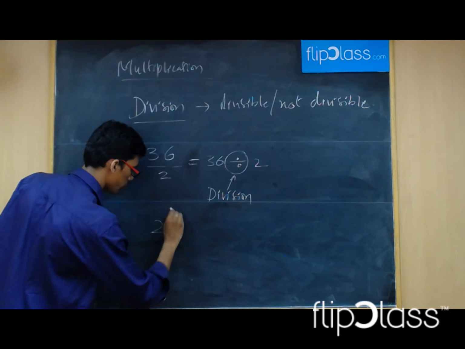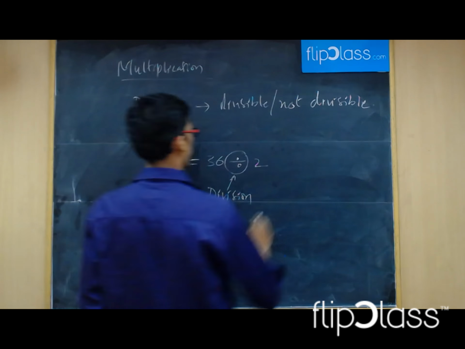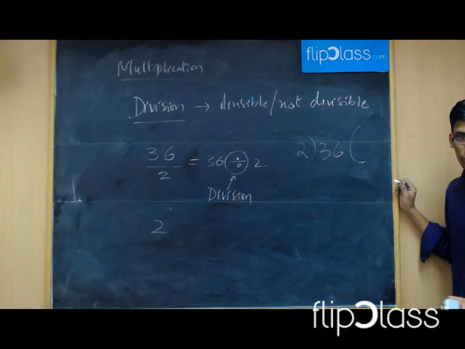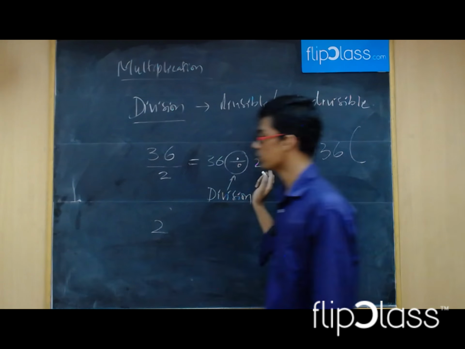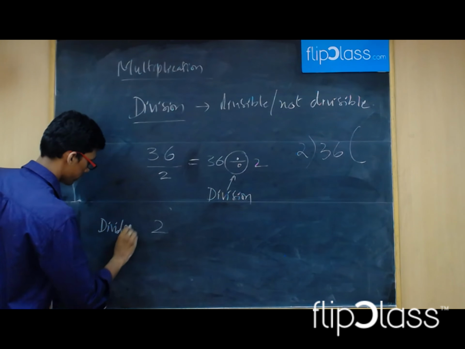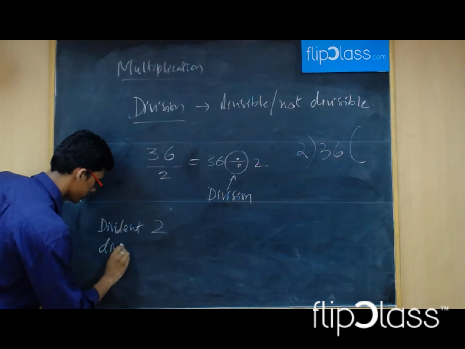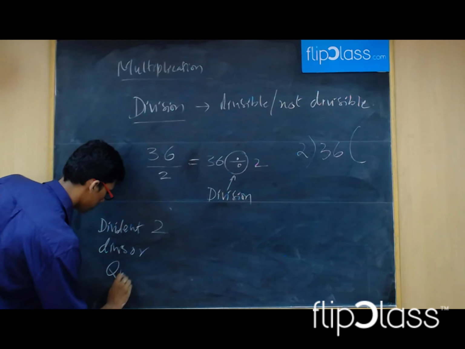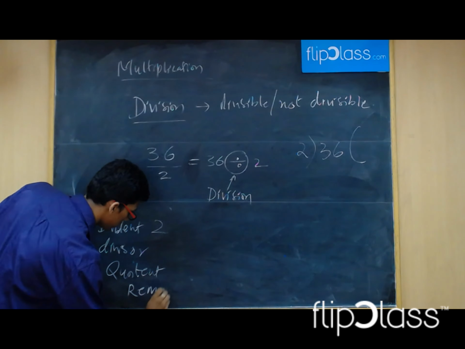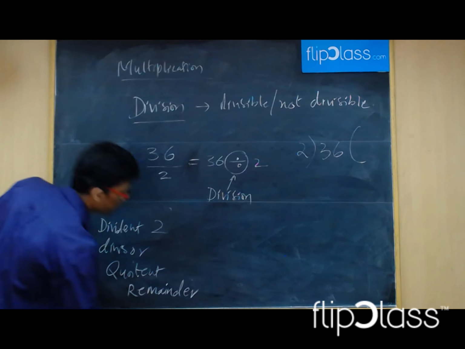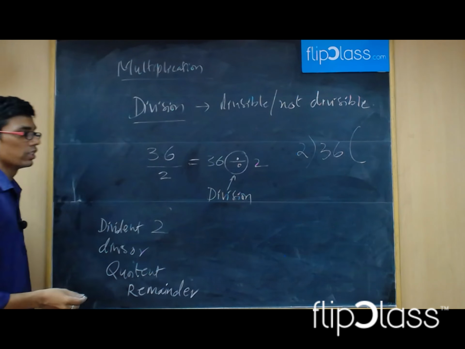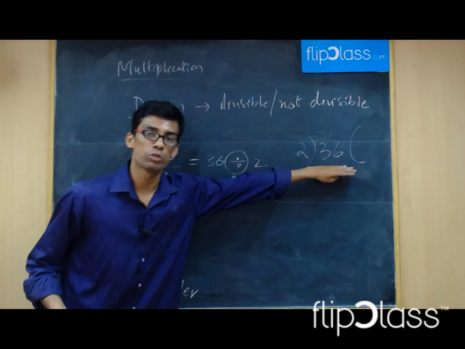You see this as 2, this is 2, this is 36, this is another number. So here there are a few terms which you have to understand. Those terms are dividend, divisor, then there is something called quotient, and then there is something called remainder.